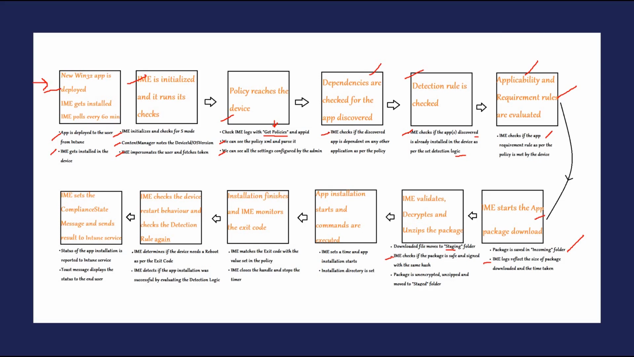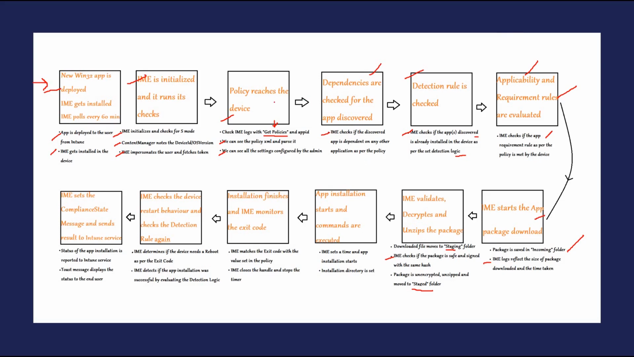If that is the case, then it will decrypt that package using the information in the detection.xml file that was also supplied to the device, and then it will decrypt it and move it to the staged folder. And now we have the app, all the prerequisites have been met. So now the app installation will start.